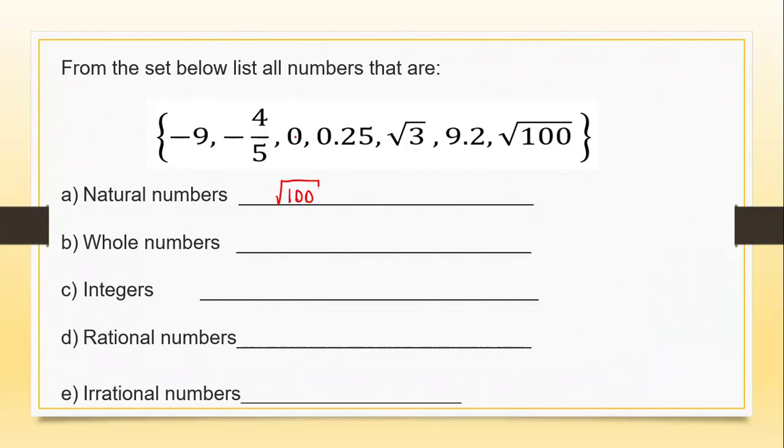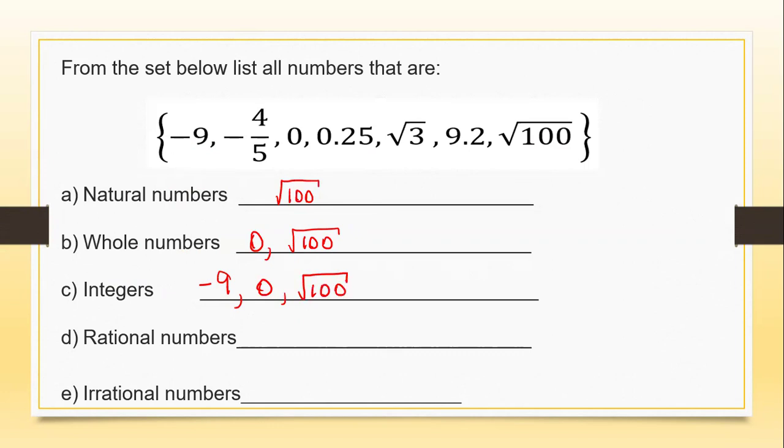Whole numbers, we have 0 and the square root of 100. Integers. Our integers would be all the numbers that can be written as positive and negative whole numbers, natural numbers as well included. So we have -9, 0, and the square root of 100.